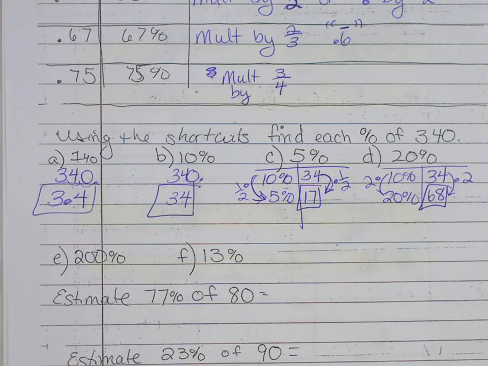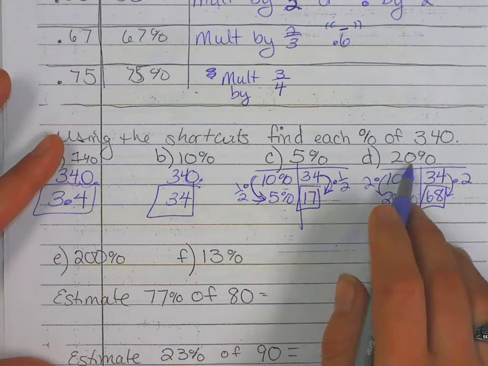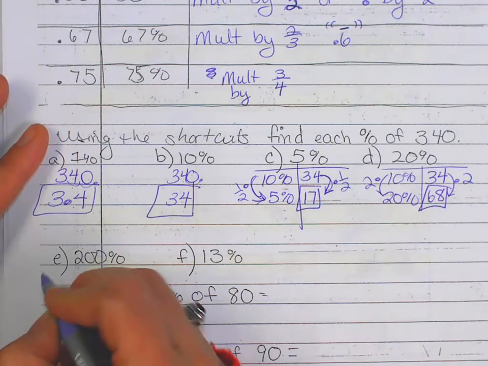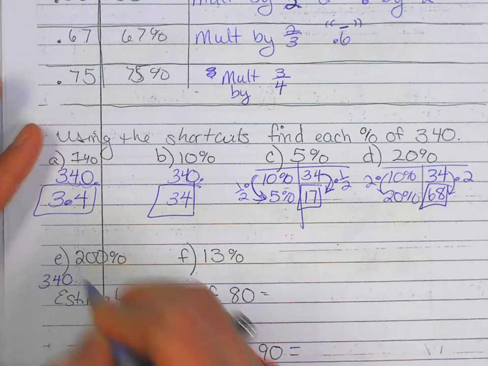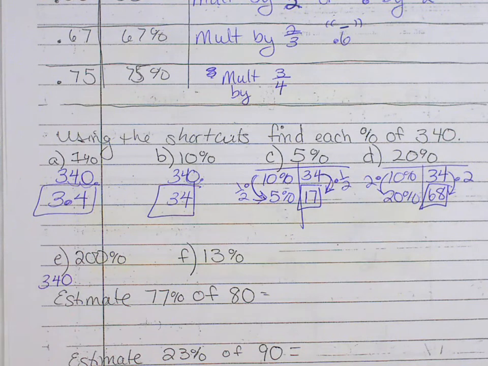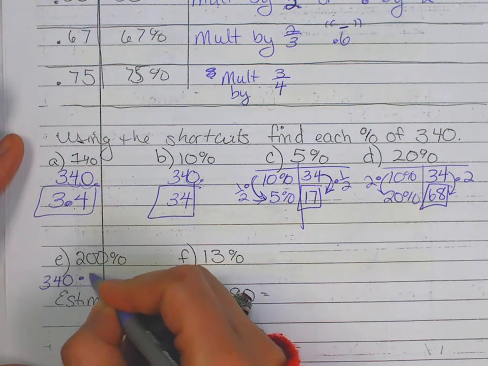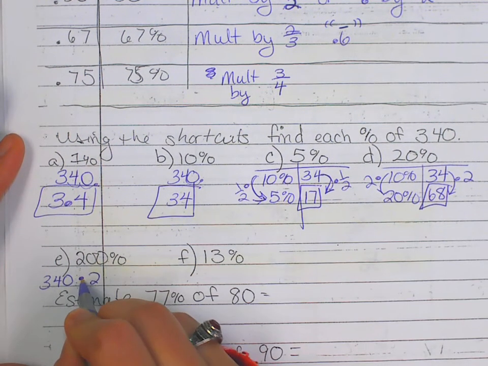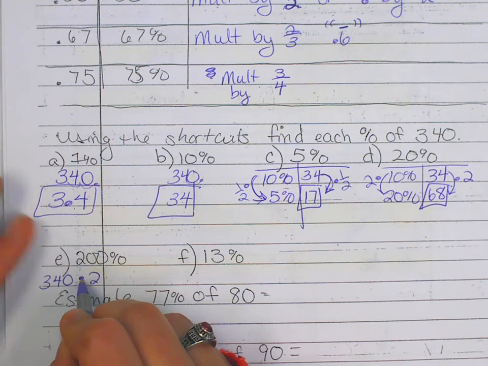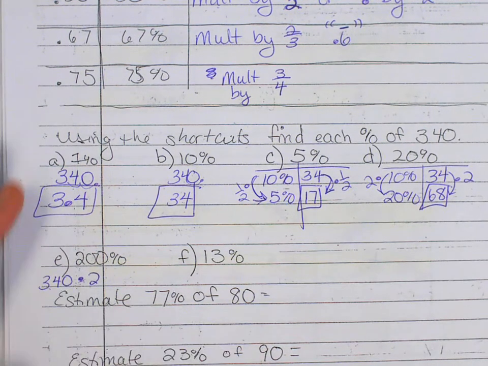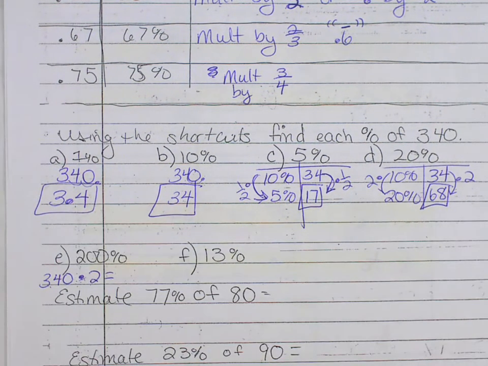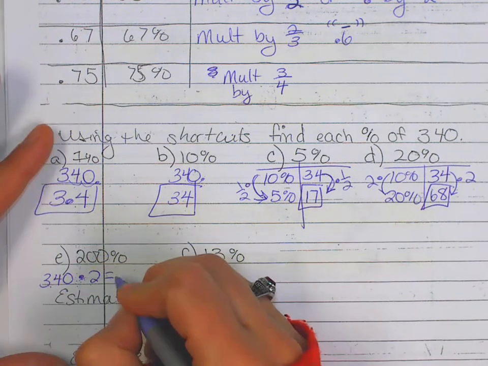200%. 100% of 340 is 340. So if I want 200%, I want 2 of those, hopefully you're looking at me when I point to stuff. 2 of those would be 680.